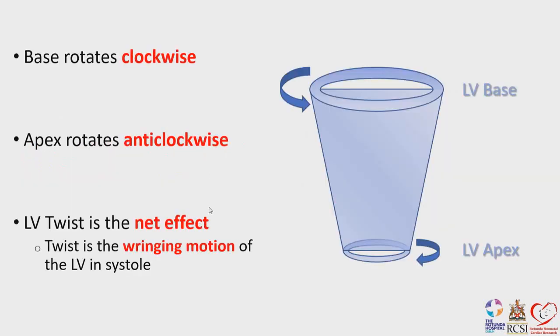So the base of our hearts is at the level of the mitral valve, and the base actually rotates in a clockwise fashion. The apex of our heart, which is obviously at the bottom of the heart, rotates in an anti-clockwise fashion. And when these are working in synchrony, it's actually creating a wringing motion, which can help support ejection of blood from the ventricle. So left ventricular twist is the net effect of the basal clockwise rotation and the apical anti-clockwise rotation. And as I said, this creates a wringing motion to help support systolic and diastolic function in the left ventricle.